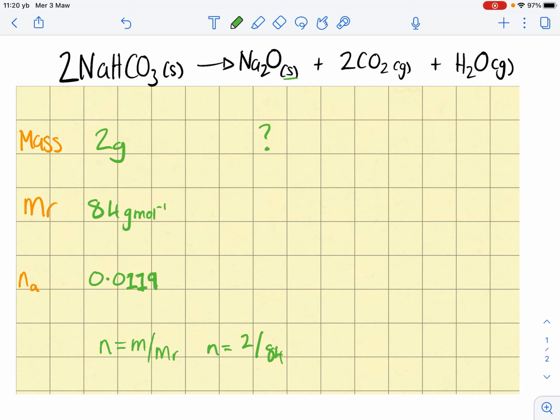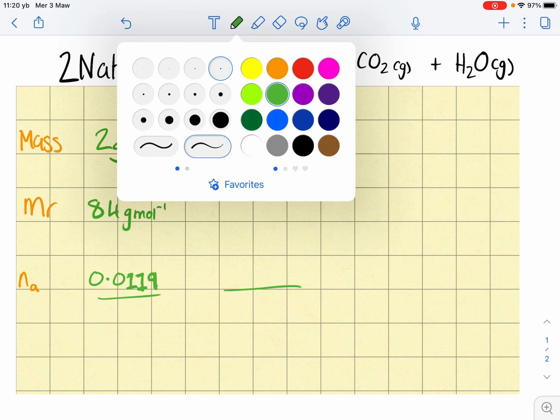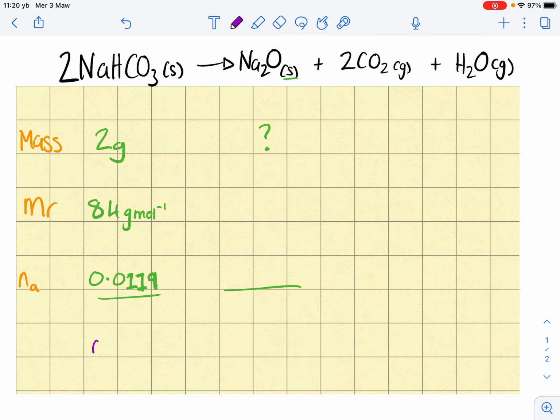Well, this is helpful because I'm now able to convert this number of moles into the number of moles of sodium oxide. So this has essentially become a straight mole-to-mole conversion. I'm just going to remove this for the time being, not to confuse things. To work out the moles of sodium oxide, we're going to take our moles of sodium bicarbonate, from here, and we're going to times it by our conversion factor.